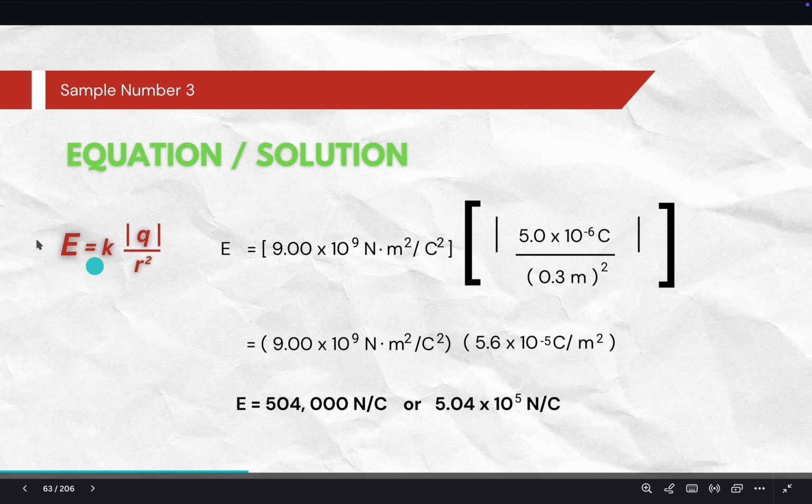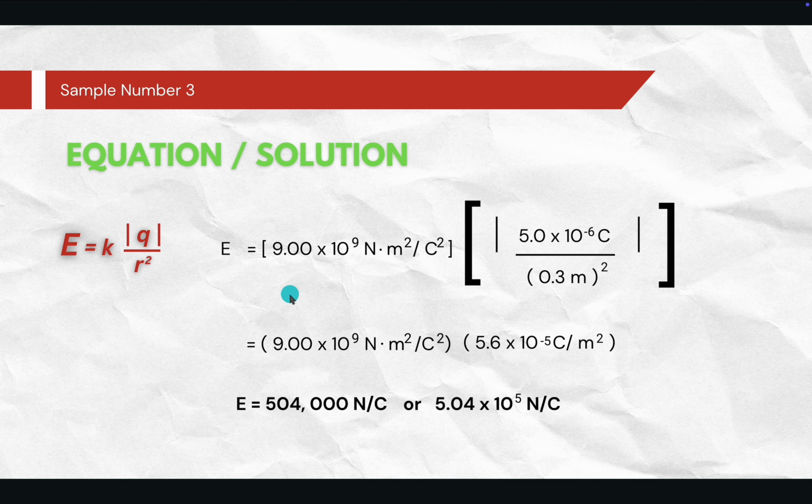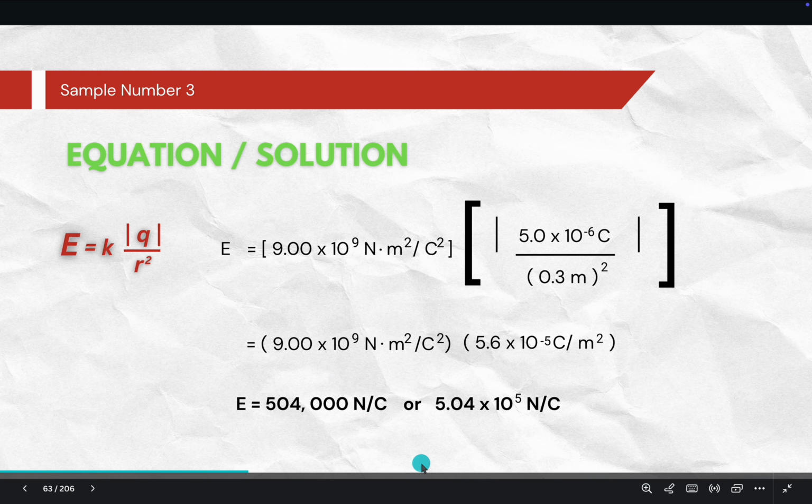Equation and solution. This is the equation we'll use to solve for the electric field. We substitute again, with the one in the bar first. The answer inside the bar is 5.6 times 10 raised to negative 5 C over m squared. We multiply by the Coulomb constant, 9.00 times 10 raised to 9. The answer is 504,000 N over C, or 5.04 times 10 raised to 5 N over C.